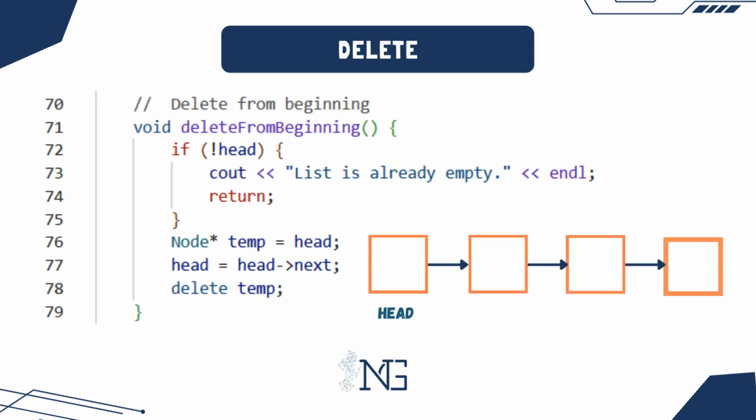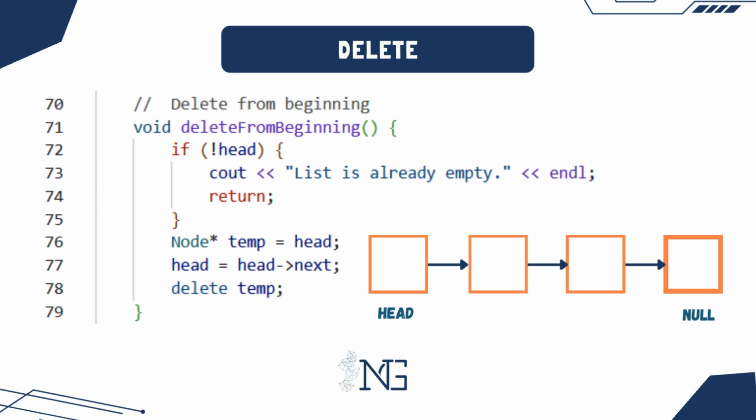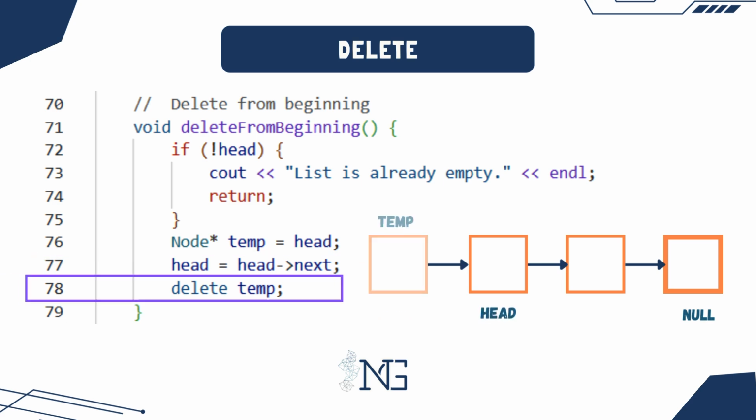Now let's look at how to delete a node from the beginning of a linked list in C++. We start by checking if the list is empty. If the head is null, there's nothing to delete, so we just print a message and return. Next, we store the current head in a temporary pointer called temp. This is the node we're going to delete. Then we move the head pointer to the next node, effectively removing the first node from the chain. Finally, we delete the old head node from memory to avoid memory leaks.